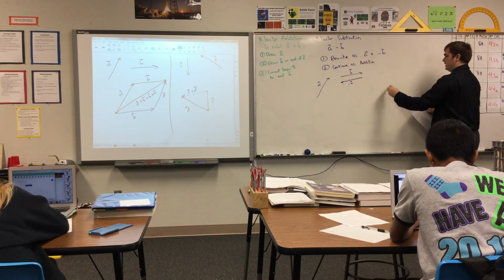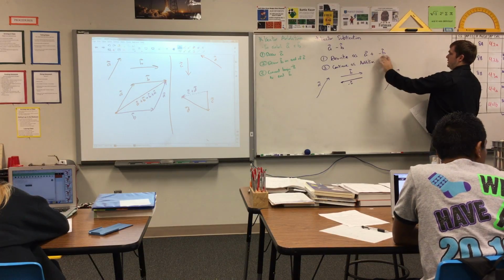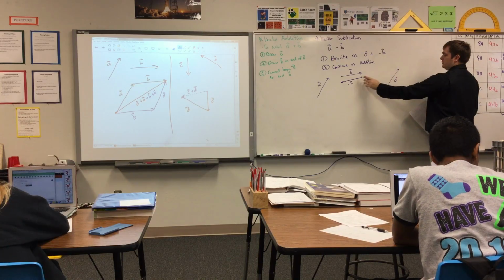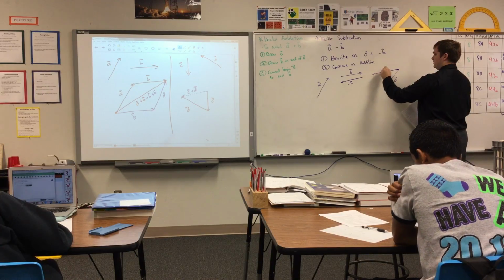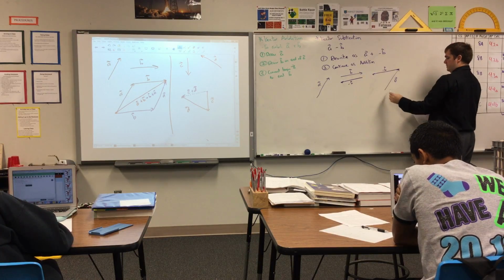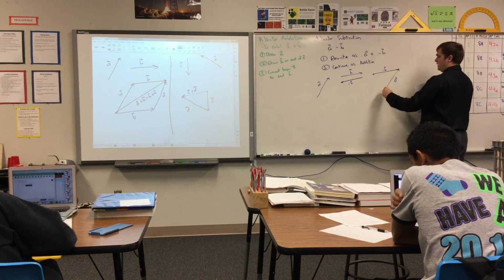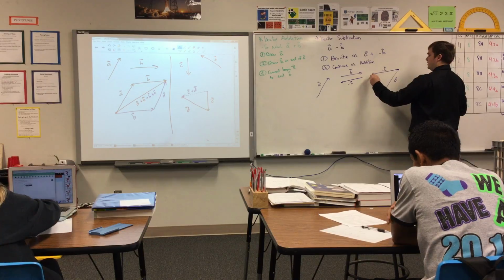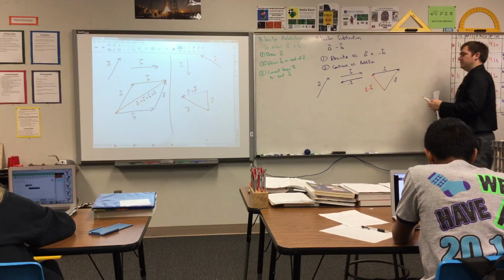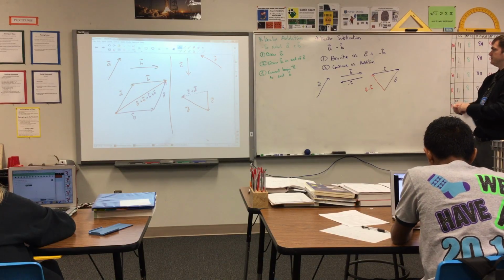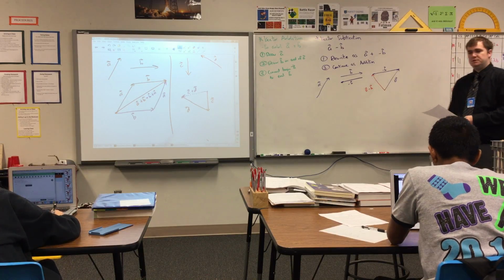So draw vector A. There's vector A. Add to it the opposite of B. So wherever A ends, right here, I'm going to draw negative B. And then from the beginning of A to the end of negative B, that is vector A minus vector B. Okay? Any questions?